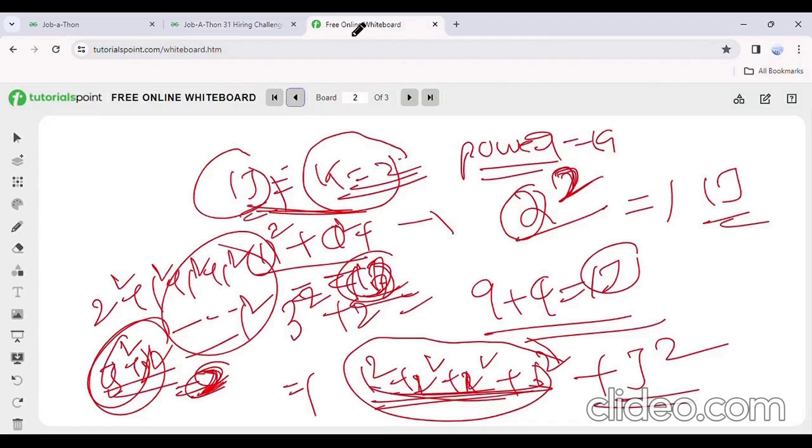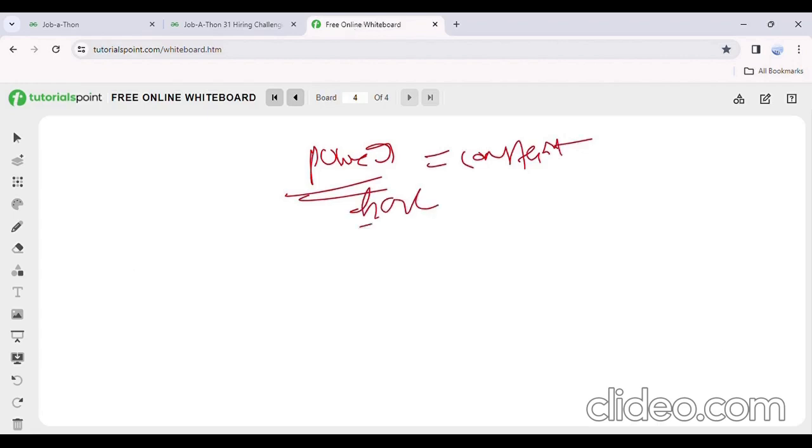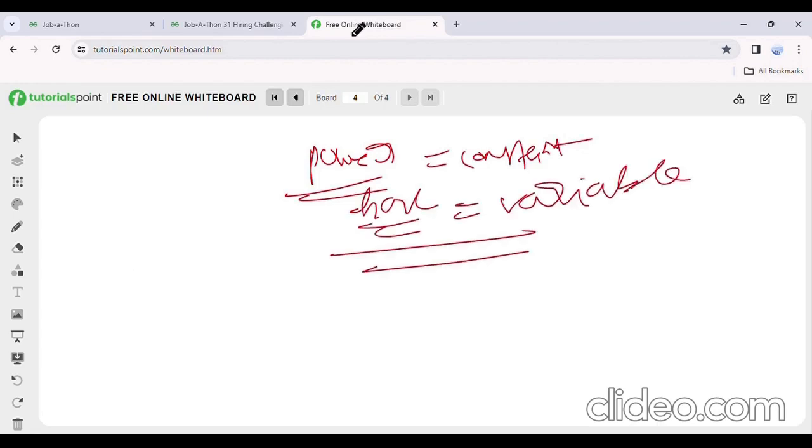So here guys, the power is constant and the base is variable, and the total value is also constant, right? Y given.